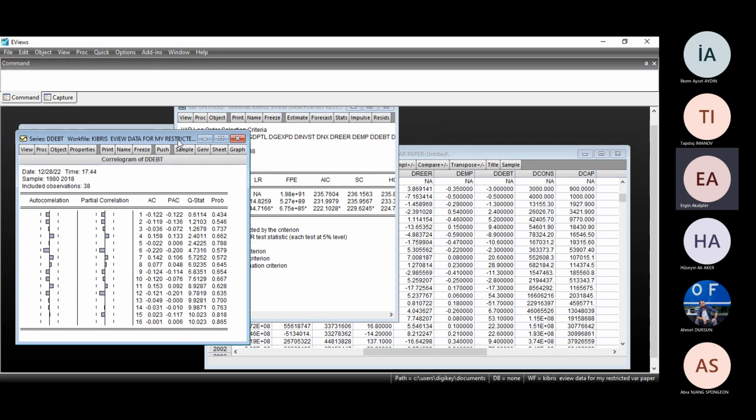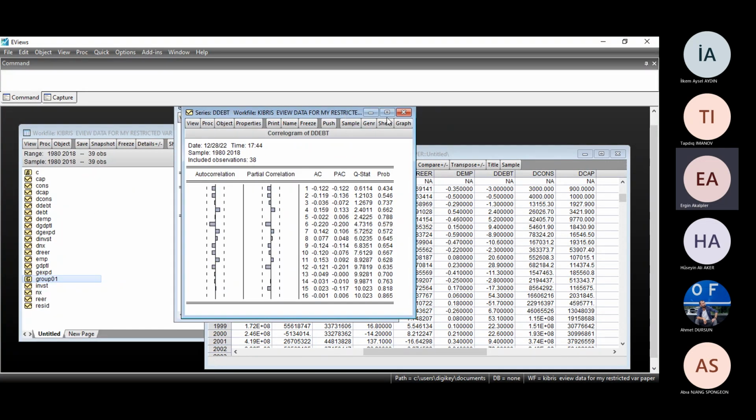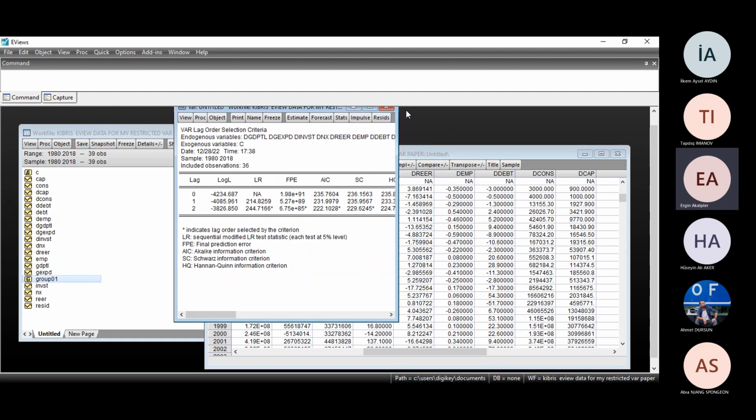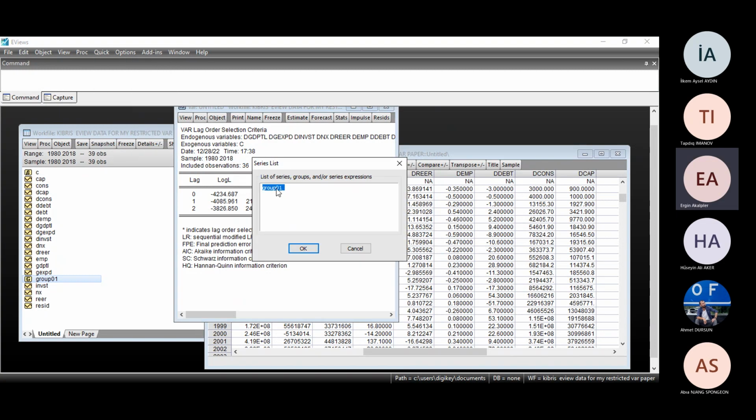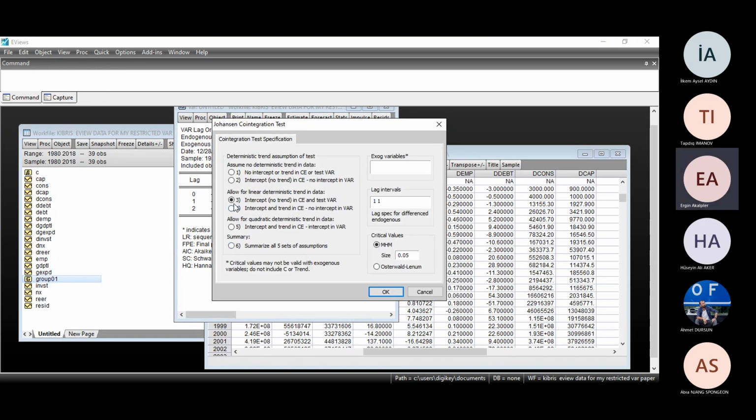All is satisfied. If you go through all these estimations, we will see this is satisfied. Then we will go to the next step. We go to the Quick menu again, to Group Estimates, then Johansen Cointegration Test. Then you take the deterministic trend assumption, the third option, intercept, no trend, in the cointegration test for the VAR, and click OK.